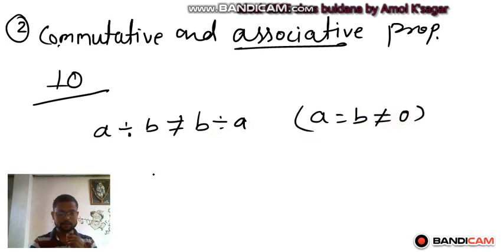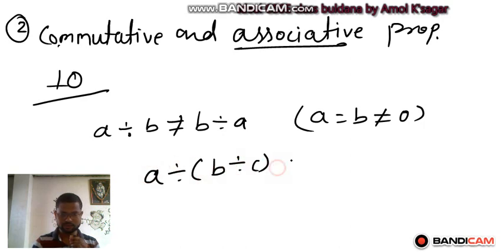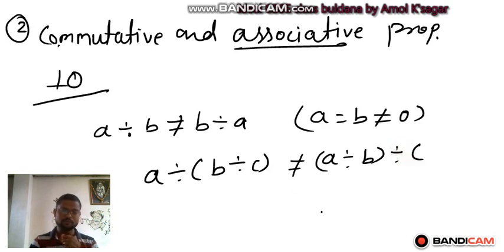Also, a divided by (b divided by c) is not equal to (a divided by b) divided by c. In multiplication and addition, we learned that when we multiply or add two or more numbers in any order, the answer will be the same. But in division, that rule does not hold.